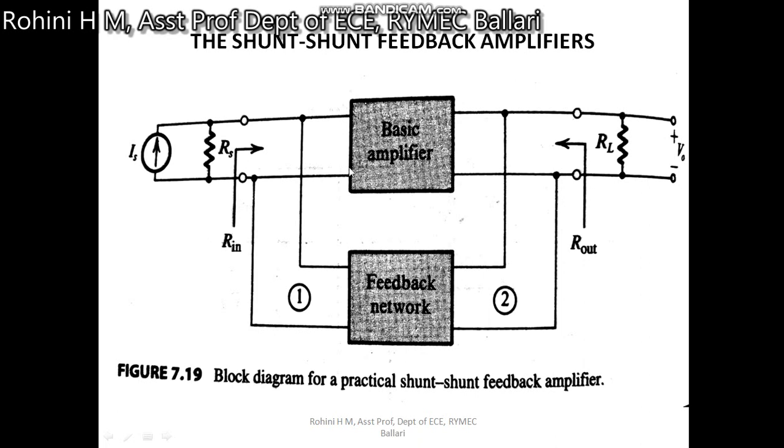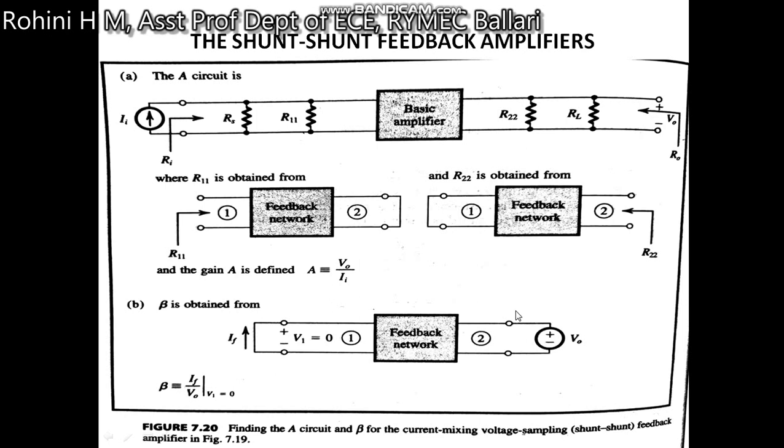So the shunt feedback network is as shown in the diagram. The basic amplifier network, this is the feedback, this is port 1, this is port 2. So here it is the realization. A circuit. Here the input current is given, the source resistance, and here comes the load resistance. The resistance which is connected from port 1 to 1 dash is called R11. One more resistance is connected in port 2, and this resistance is called R22.